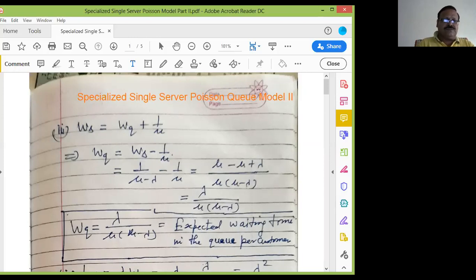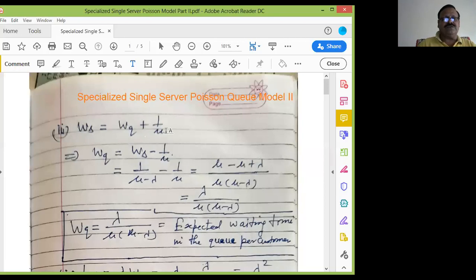So the next performance measure we are going to compute is the expected amount of waiting time in queue. The expected amount of waiting time in the system means including the service, and now we want the expected amount of waiting time in the queue. So we have a very simple formula. Ws is equal to Wq plus 1 upon mu.